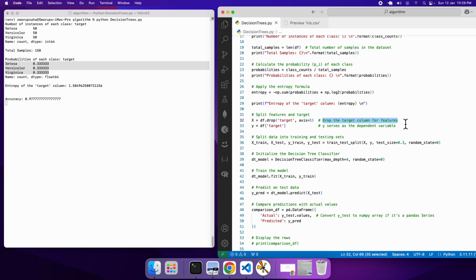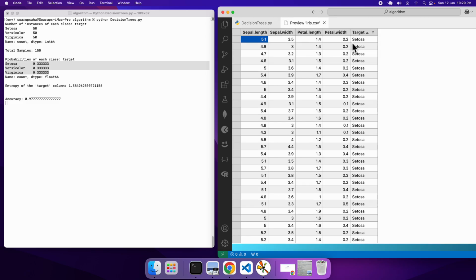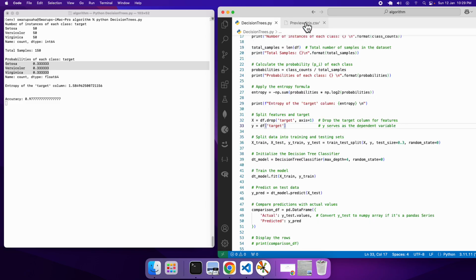You're dropping a particular feature because you have to split the data into 2 different sets: a set of independent features and a set that is the dependent feature, and that is where Y comes into the picture. Y is the reference that holds only the dependent feature. Capital X holds all the independent features together, that is the 4 features, and Y holds only one feature, the dependent feature. That split has been done over here.